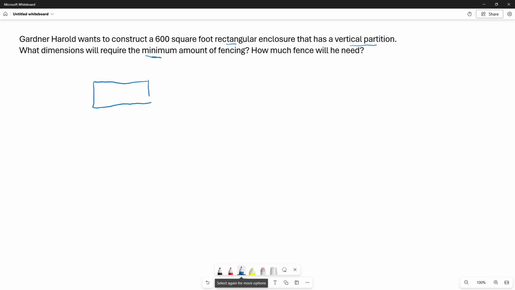It's a rectangle, and it has a partition, which in our picture will be vertical. The variables will be x for the length and y for the width of the rectangle. The area is x times y, and the amount of fence that's needed in this construction is 2x plus 3y.